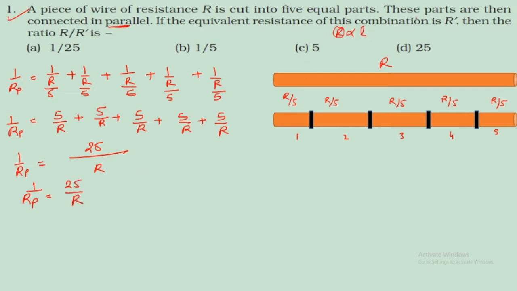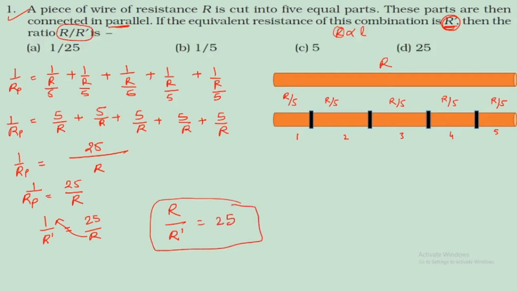Now the equivalent resistance of the combination is R dash, so we write R dash instead of Rp. So 1 by R dash equals 25 upon R, and the ratio R upon R dash, you multiply R here. So R upon R dash becomes equal to 25. So the right answer is 25. This is the D option. The right answer is D option.